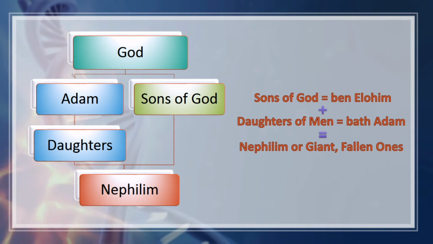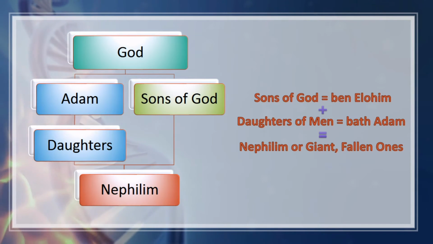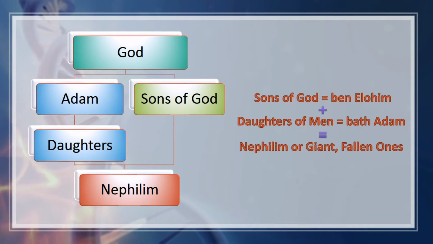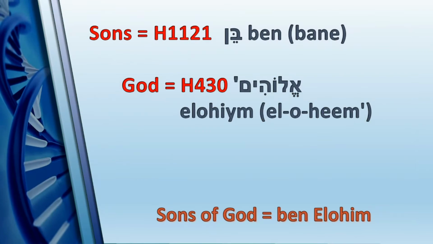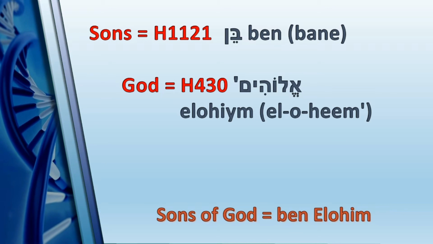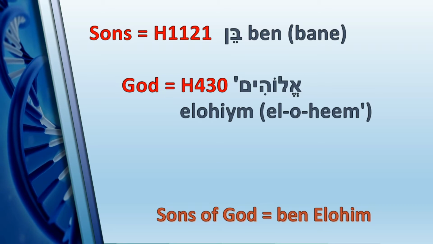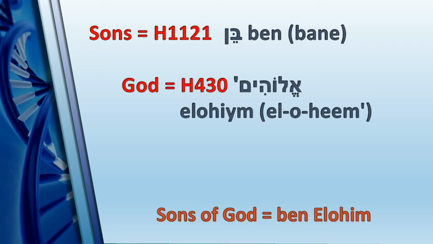So, we simply need to see how the phrase sons of God is used in other places in the Hebrew Scriptures, and we'll easily see who these sons of God are, and this actually is easy to do. The phrase sons of God in Genesis 6 is made up of two words. Sons is Strong's number H1121, and God is Strong's number H430.